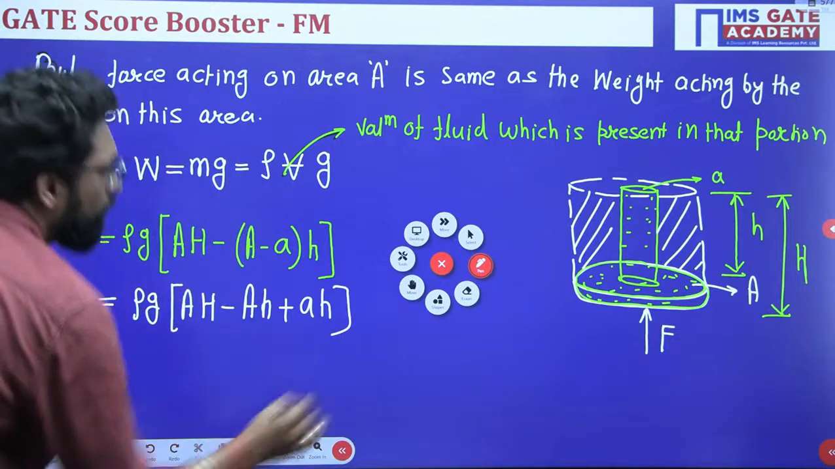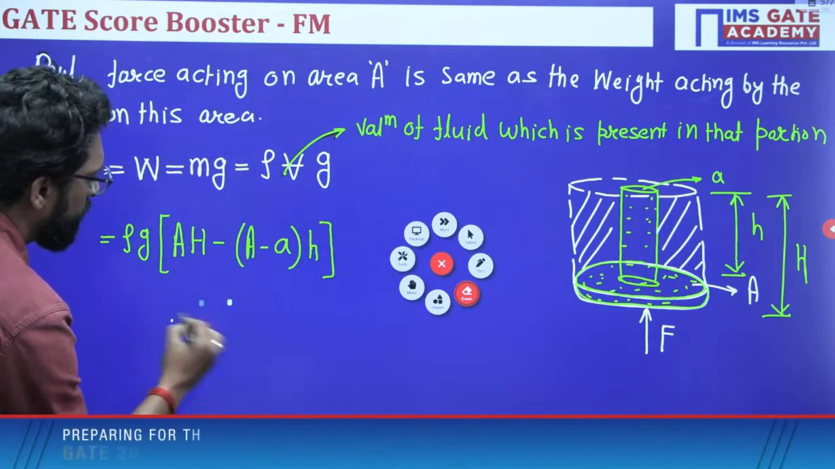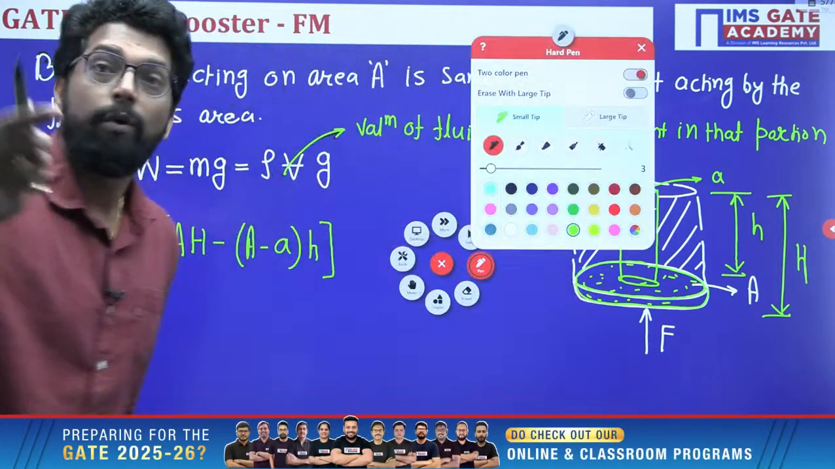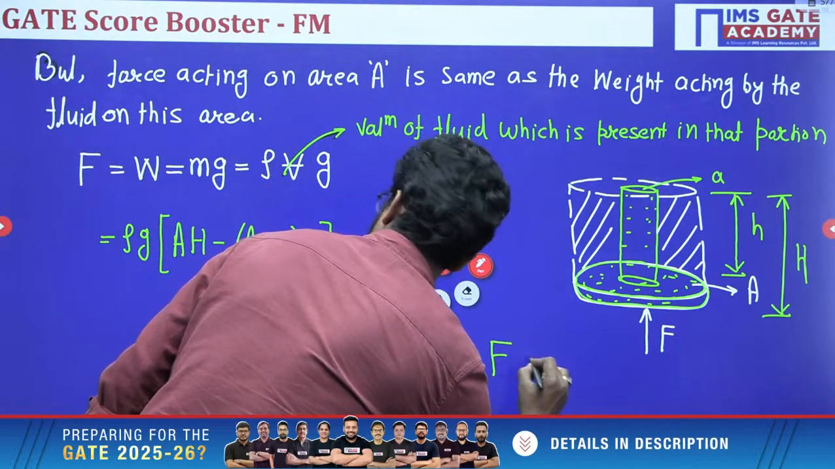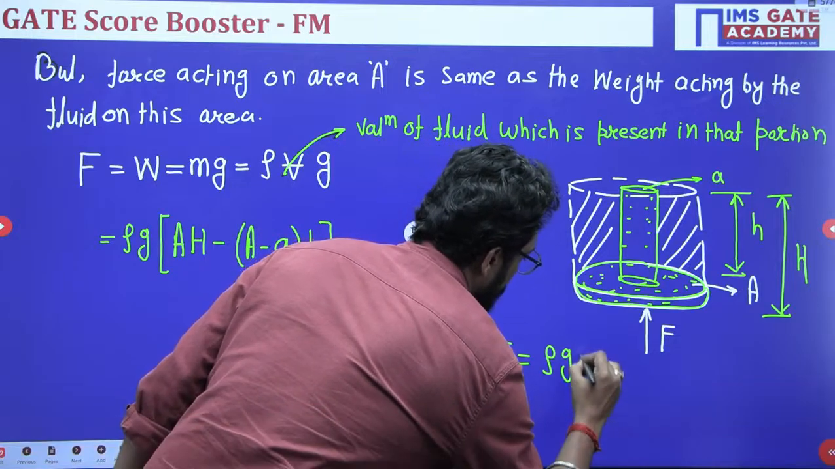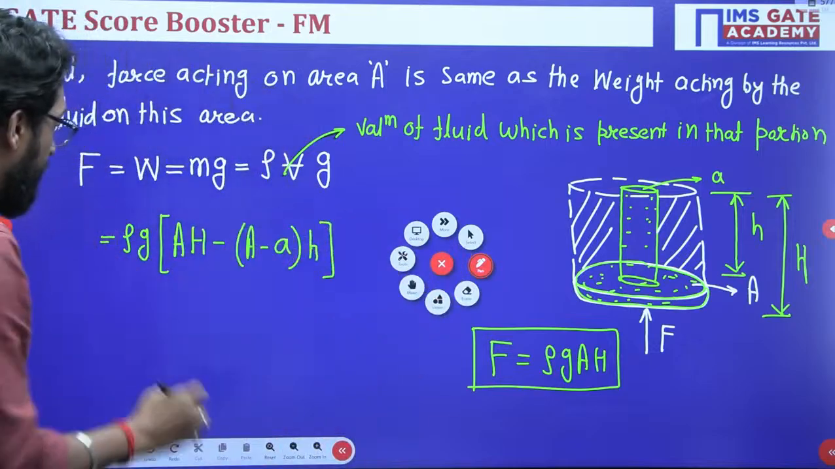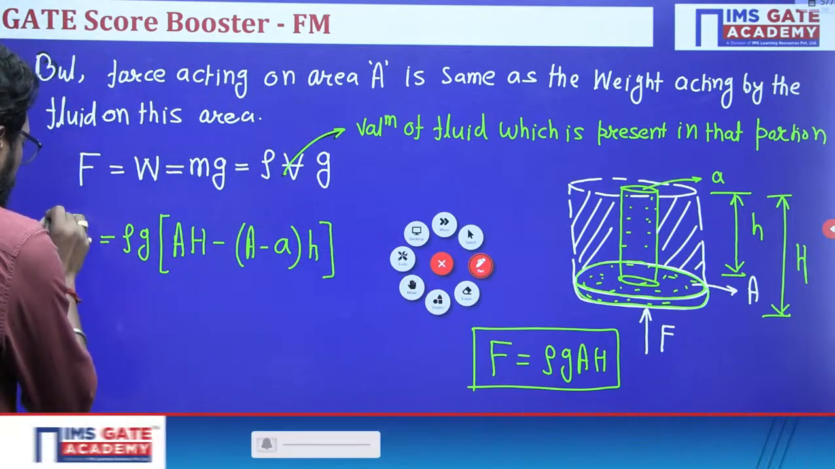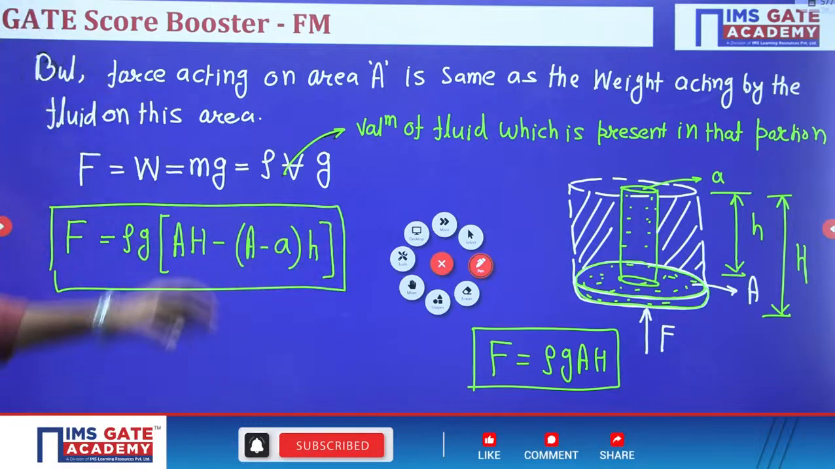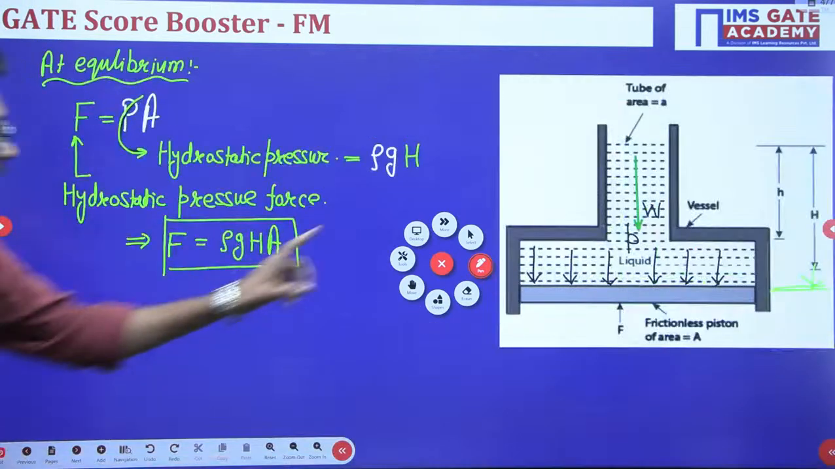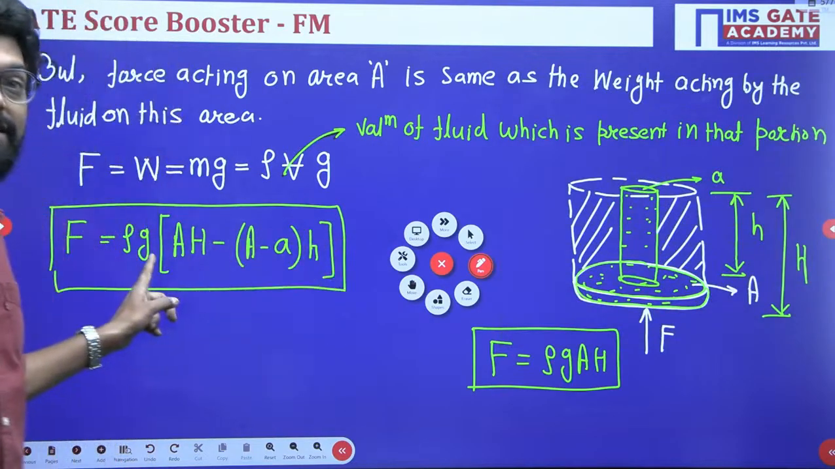Just one second, just see, compare this thing. What is the previous answer? Previous answer is this force is equal to rho g A into h. Yes or not? Now this is the force due to the weight, and both are calculation wise correct. This is also calculation wise correct.